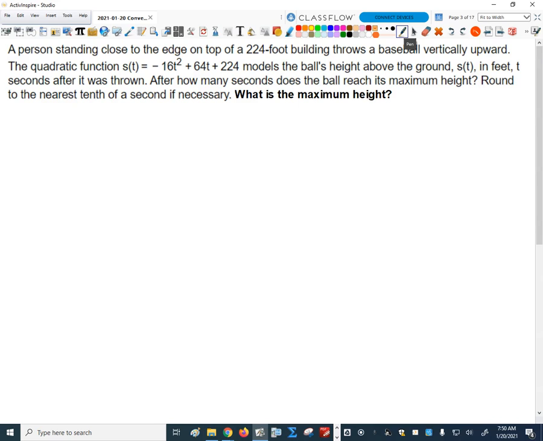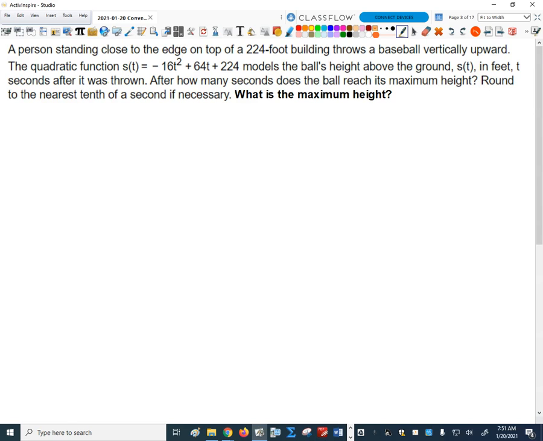So here we've got a person standing close to the edge on the top of a 224-foot tall building, who throws a baseball vertically upward. The baseball is going to rise vertically and then come right back by him and continue falling down towards the ground below the building. The quadratic function S of t equals negative 16t squared plus 64t plus 224 models the ball's height above the ground, as a function of t, the number of seconds after it was thrown.